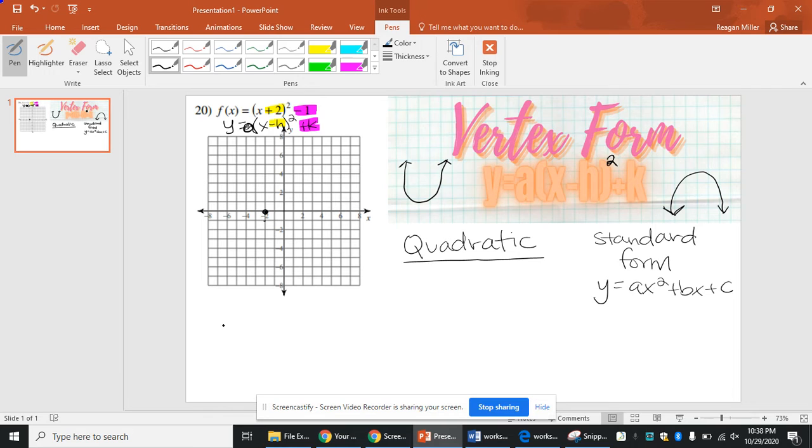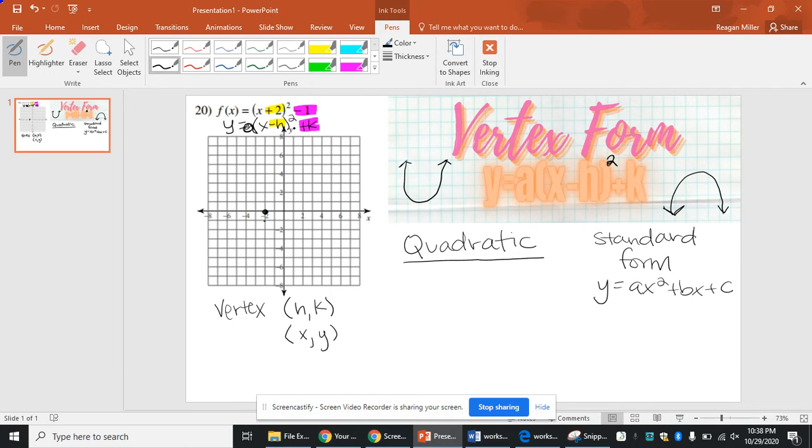When we're given a vertex form for a quadratic function, that means that it is super, super simple to find out what our vertex is. And it doesn't even really require any math. So our vertex in vertex form is going to be H comma K, which just means that's our X and our Y coordinates for the vertex, for either the maximum or the minimum.